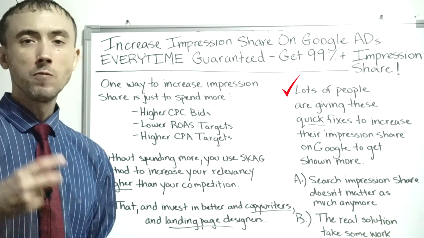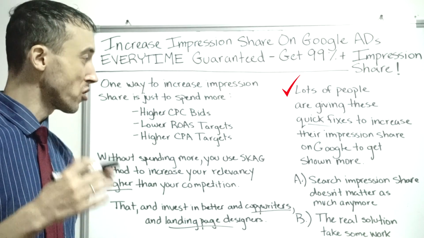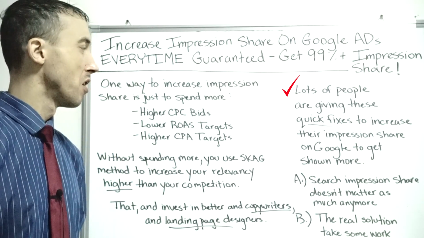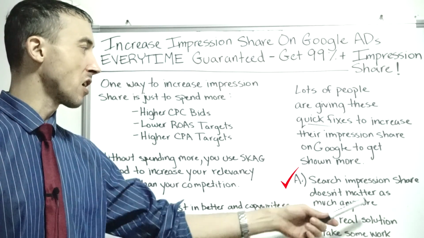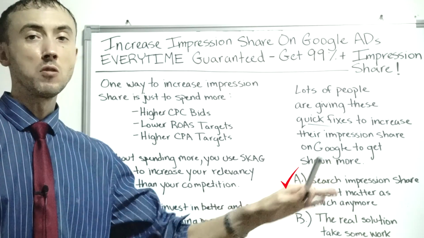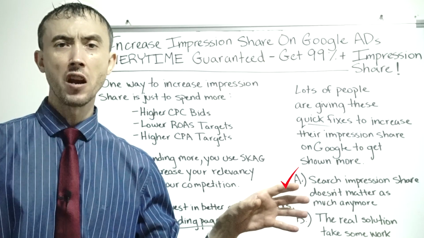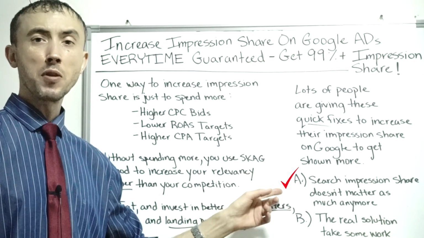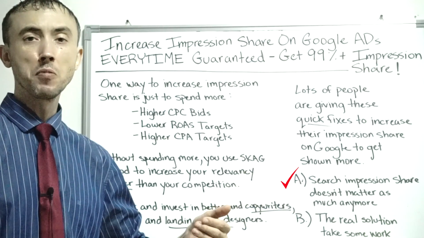So there's two main things I want to tell you right up front about this: impression share in general, and getting 100% impression share for your keywords. The first thing right off the bat to mention is search impression share doesn't matter as much anymore as it used to, okay? You can get a 50% impression share and make tons of money on Google. And get a 60% impression share, conversely, and make less money than you did before.